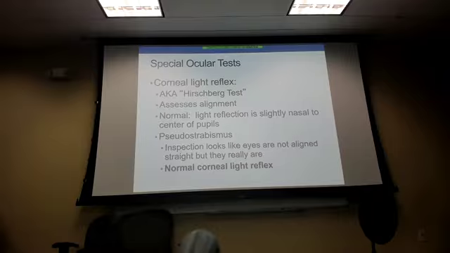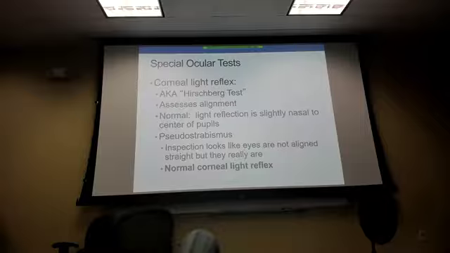This is going to assess your alignment. So you put this light up. So it's a very simple test. You put the light up and you see, is that light in the middle of the pupil? It would be slightly medial, but is it in the middle of the pupil, yes or no? It's all you're looking for. So is it right in the middle? Yes. Is it not? Then no.